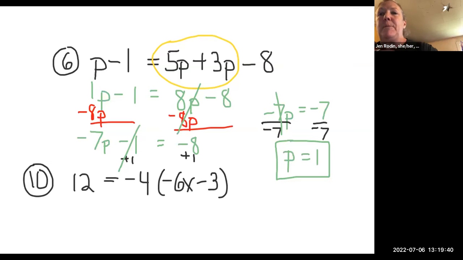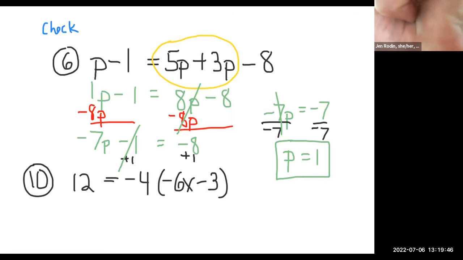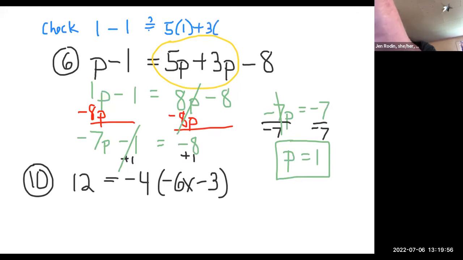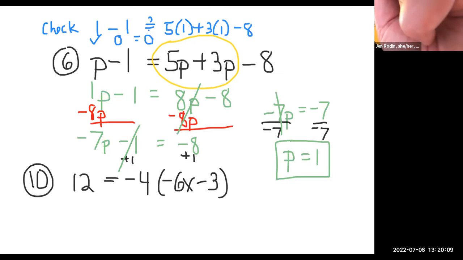Okay. And now that one, let me just review. That'd be easier to show the check. Put 1 in wherever you see a P. Question mark. 5 times 1 plus 3 times 1 minus 8. 1 minus 1 is 0. 5 plus 3 minus 8 equals 0. So it checks. So if I ever ask you to show the check, I didn't ask on today's quiz though, but maybe the next quiz I will. If I ask you to show the check, just show it somewhere on the page and label it so you know what it is. Any question about that one, number 6?